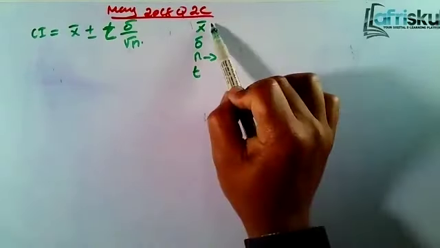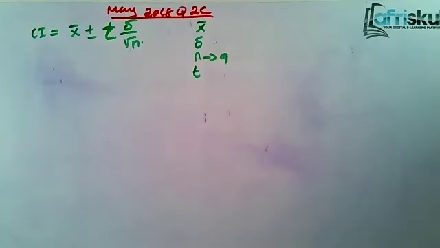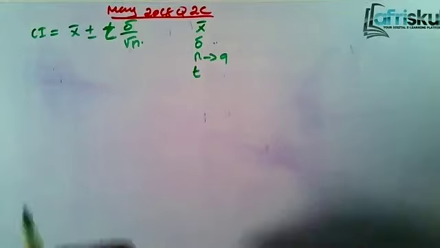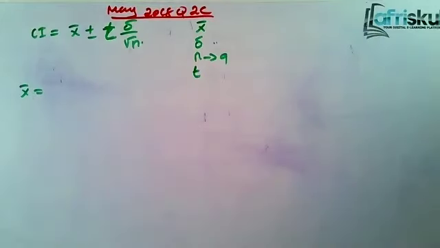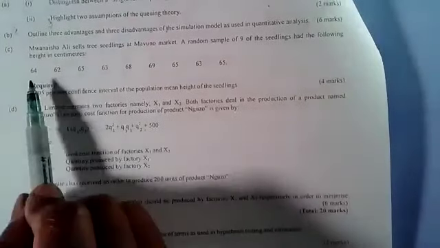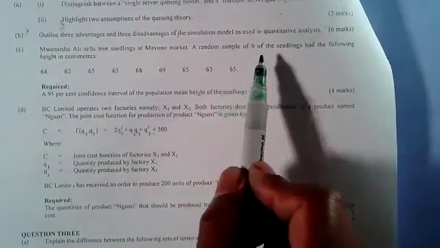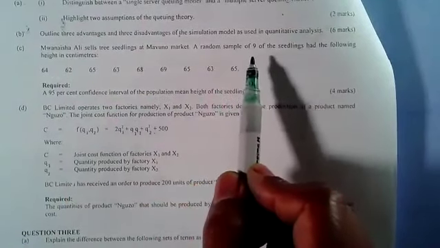How do we get that? Number one, you're not given X bar. You are not given the standard deviation. But we know how to get the mean. This is how you get the mean. We start with X bar, and then we find the standard deviation. Here we are given the information. You just take 64 plus 62 plus 65, you add all of them, and then you divide by 9 to get X bar.